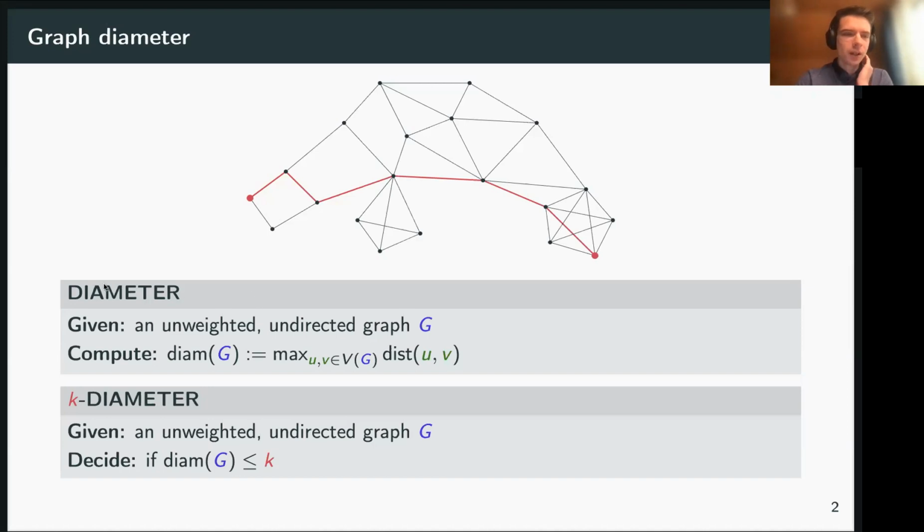Okay. So when we talk about a diameter problem, we mean a computational problem where we want to compute this diameter in time independent of diameter size. And when we talk about the K diameter problem, we have some constant parameter K, and we want to test if the diameter is at most K for a constant K. So in this case, we allow polynomial dependence on parameter K, for example, even exponential.